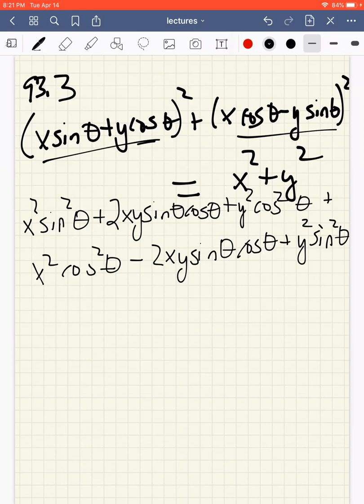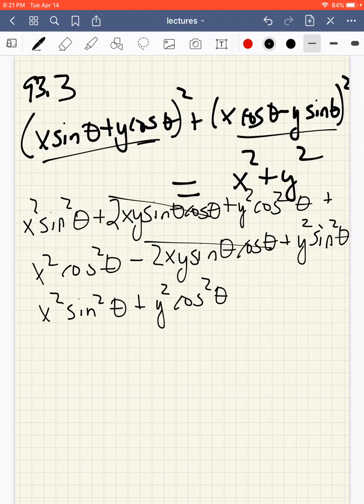Okay, it looks like these two are going to cancel. Nothing else is the same. So I have x squared sine squared theta plus y squared cosine squared theta plus x squared cosine squared theta plus y squared sine squared theta.